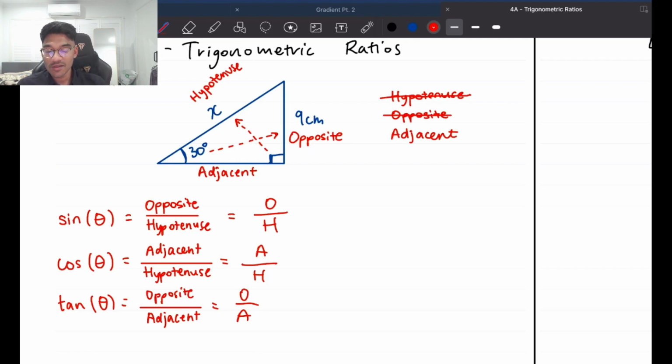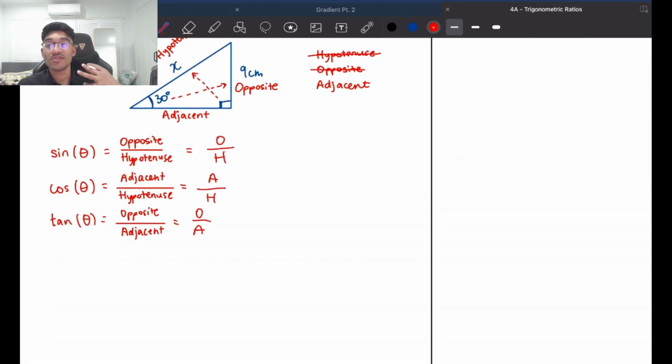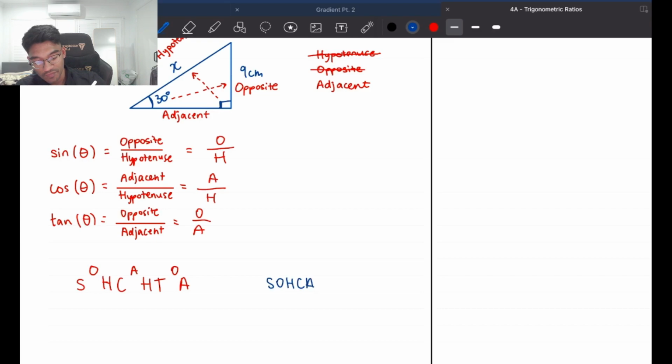Now, many people, myself included, like to use the phrase SOHCAHTOA, and there's two ways that we write it. So it might be like this. Or my girls last year used to write it like this. Not an A. I'll do that again.